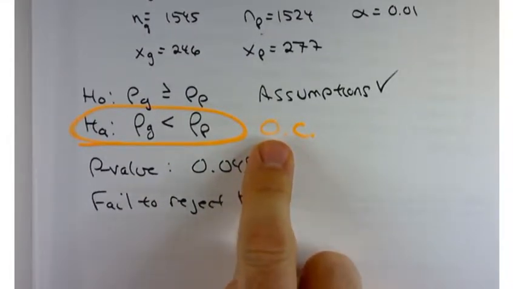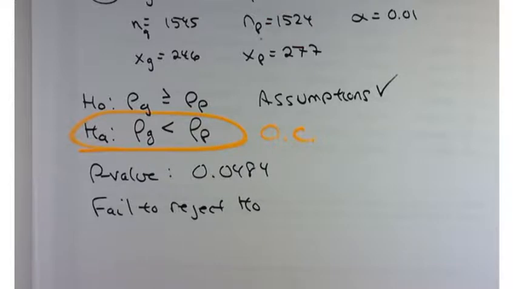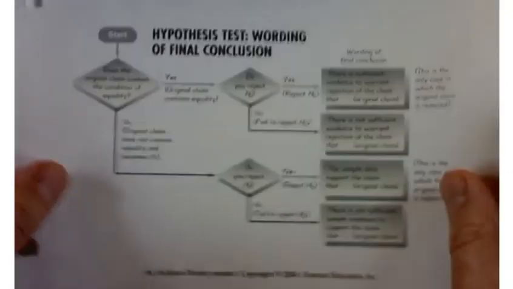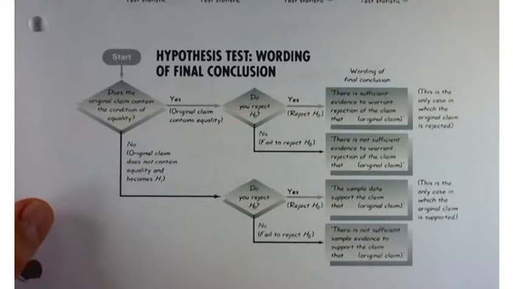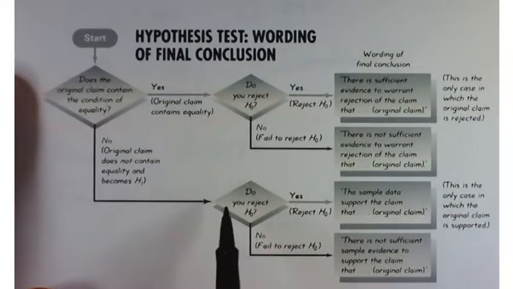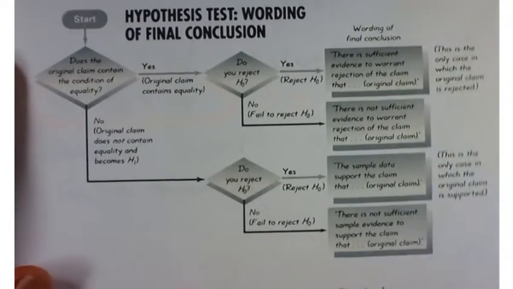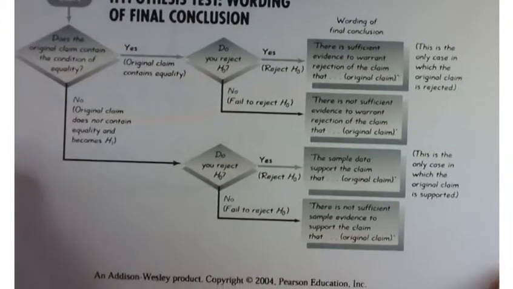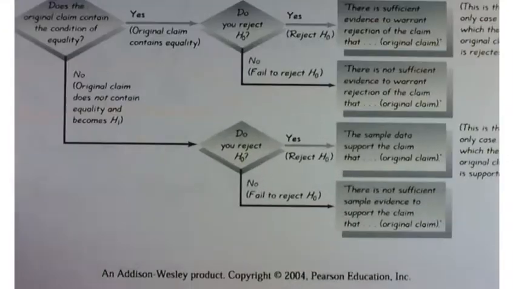Our original claim is that P sub G is less than P sub P. That original claim does not contain the possibility of equality, and we failed to reject. Is that right? Failed to reject. So that puts us down here for the wording of our conclusion. There is not sufficient sample evidence to support the claim that ginkgo is effective in preventing dementia.